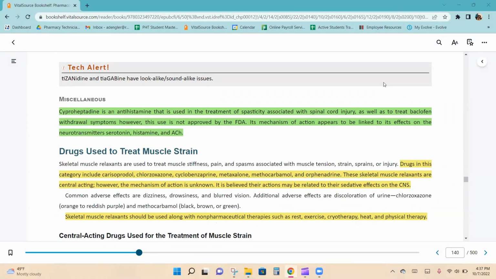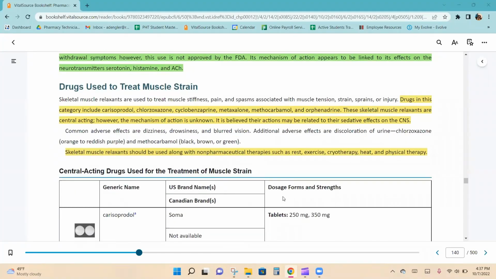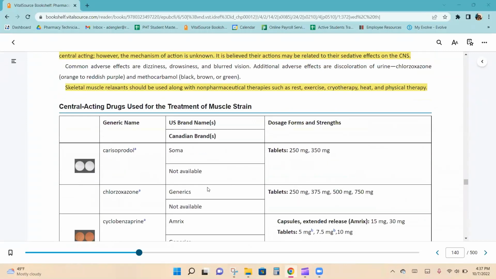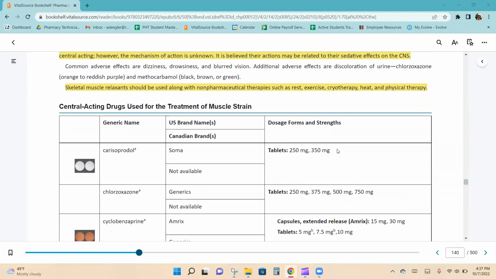Drugs that treat muscle strain include carisoprodol, cyclobenzaprine, metaxalone, and a few others. These skeletal muscle relaxants are central acting. However, the mechanism of action is unknown. It is believed their actions may be related to the sedative effects on the CNS. Skeletal muscle relaxants should also be used with non-pharmaceutical therapies such as rest, exercise, cryotherapy, cold therapy, heat, and physical therapy.